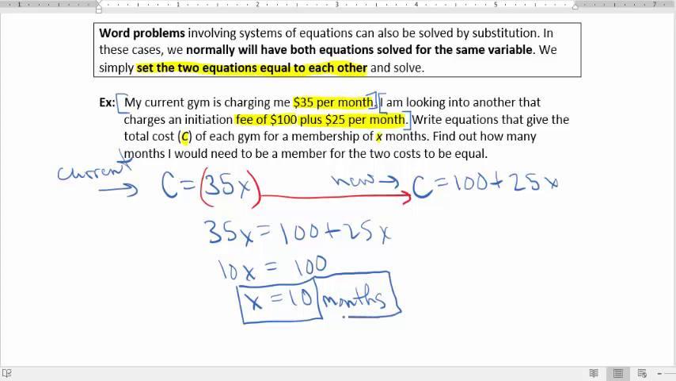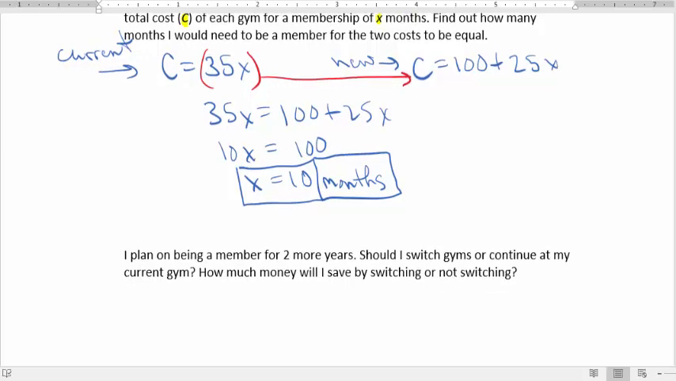Now this is kind of just like the car rental problem, right? So there should be a follow-up to this now. If I plan on being a member for 2 more years, should I switch gyms or continue at my current gym? Okay, so 2 years, you've got to realize, it's not 2 months, it's 2 years. That's actually x equals 24, right? So the equal point is when x equals 10, and you're going to be a member until x equals 24 at least. So it pays, since you're going to be a member for more than 10 months, to switch gyms.